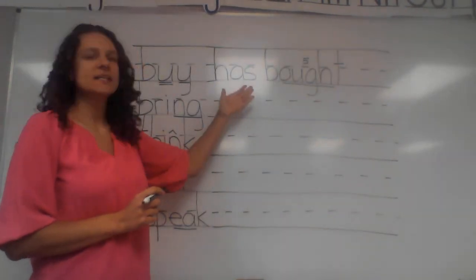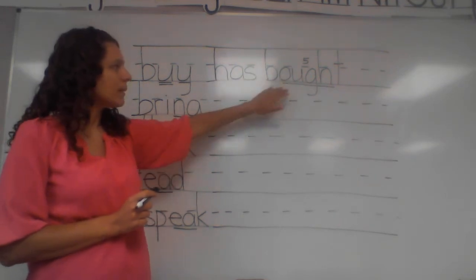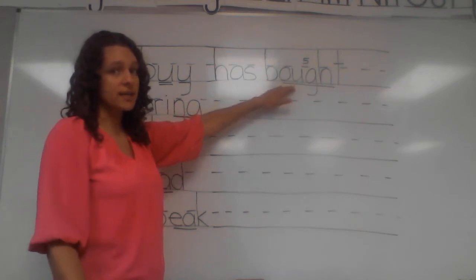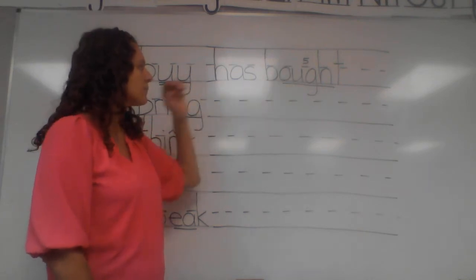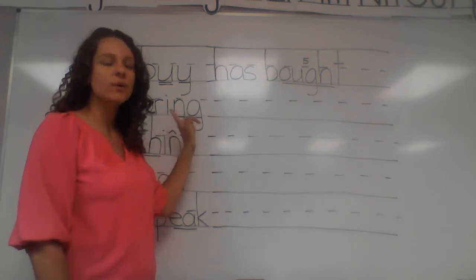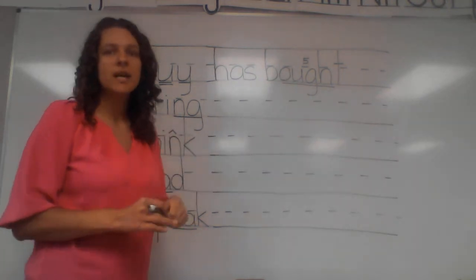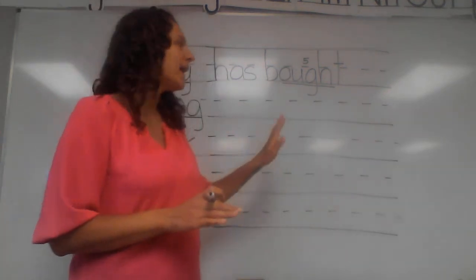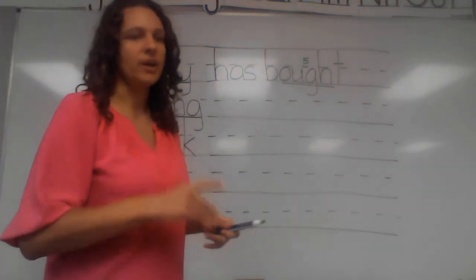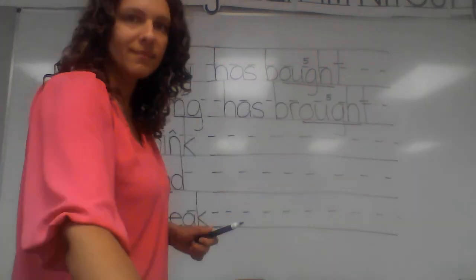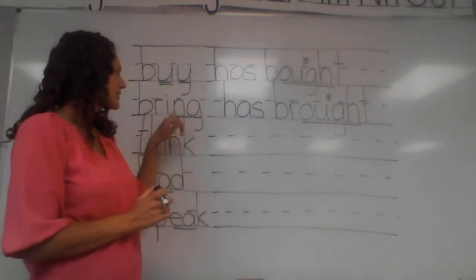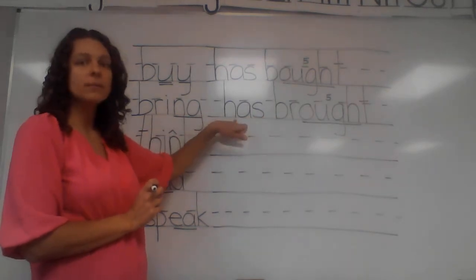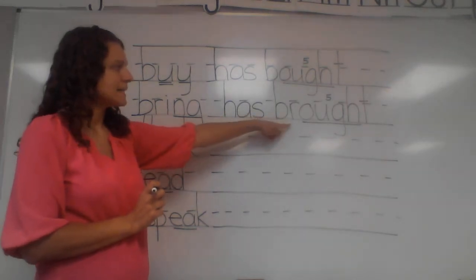All right, so this is our past participle of buy, has bought, remember? So we've got our helping verb, and then usually it's just our past tense verb. Okay, so for bring, it would be has brought. She has brought me lunch every day this week. Has brought. Go ahead and write has brought for your past participle of bring. All right, so this is our past participle of bring, has brought. Remember, so we just have our helping verb there and then our past tense.